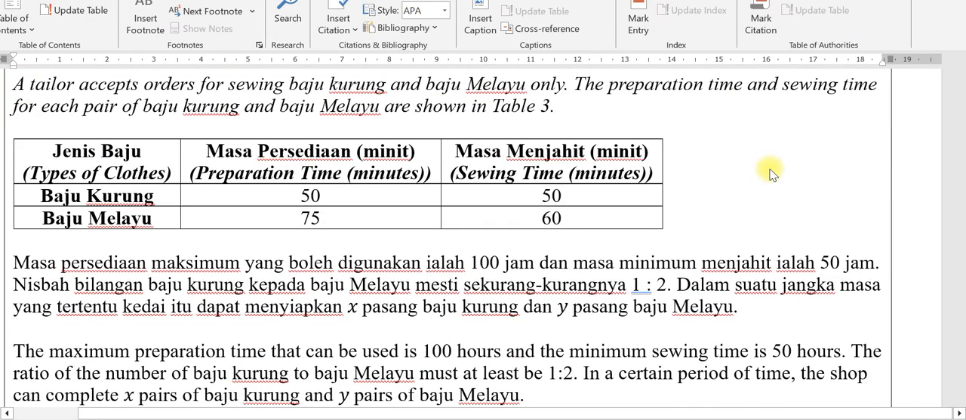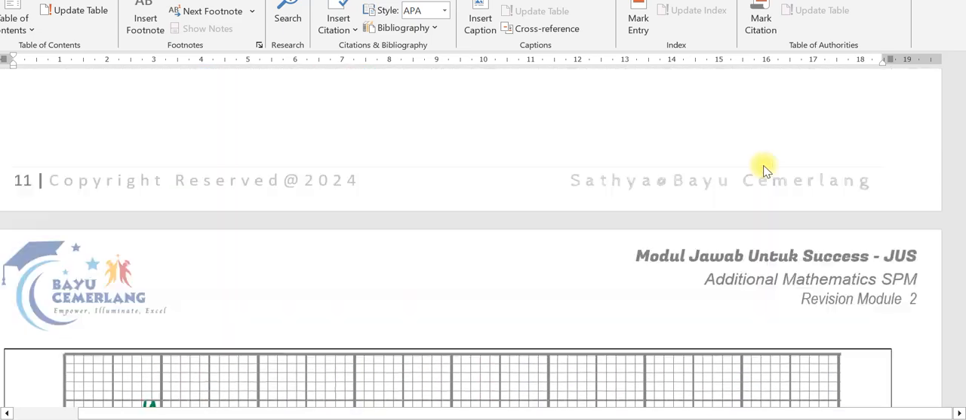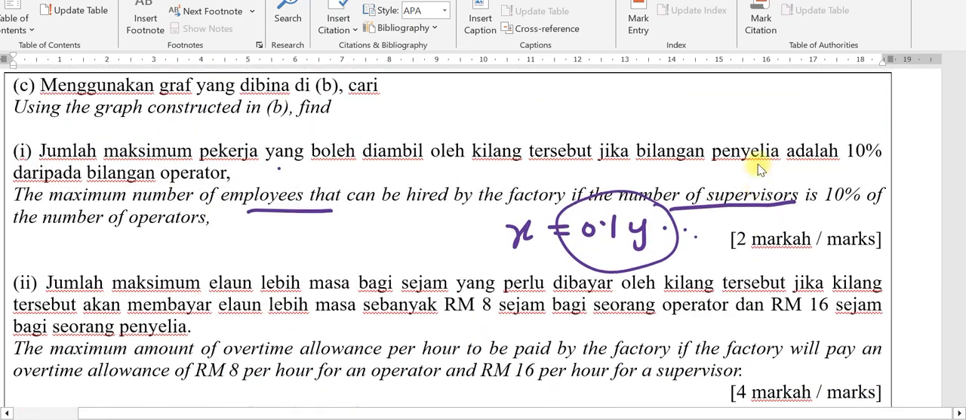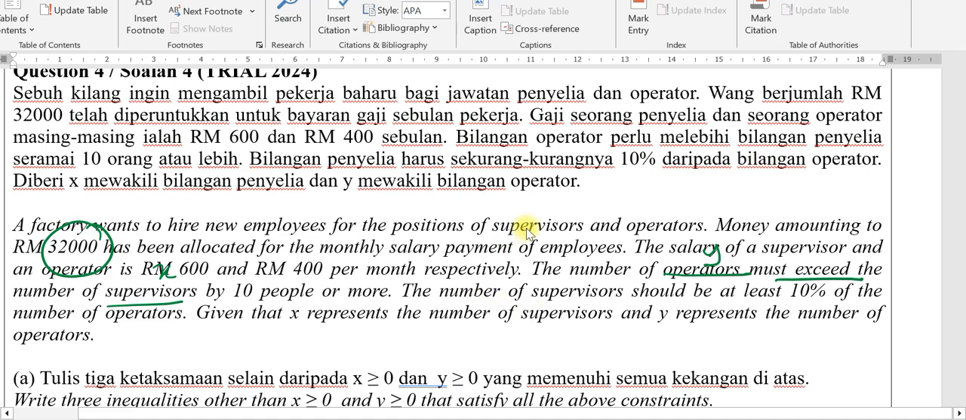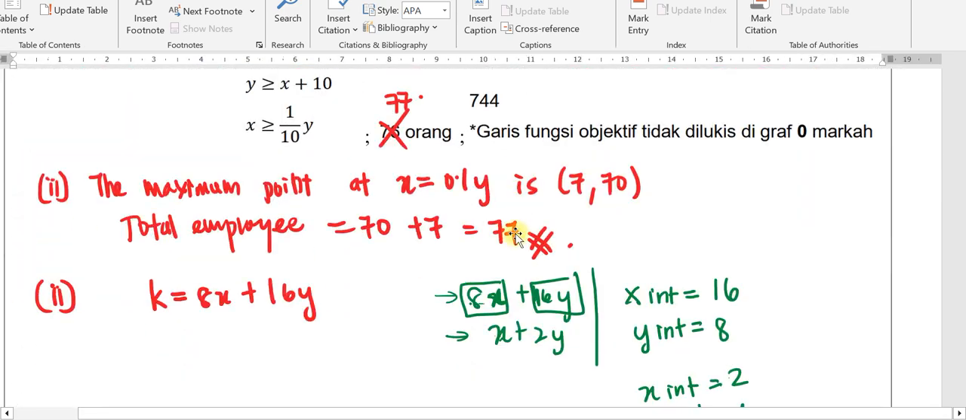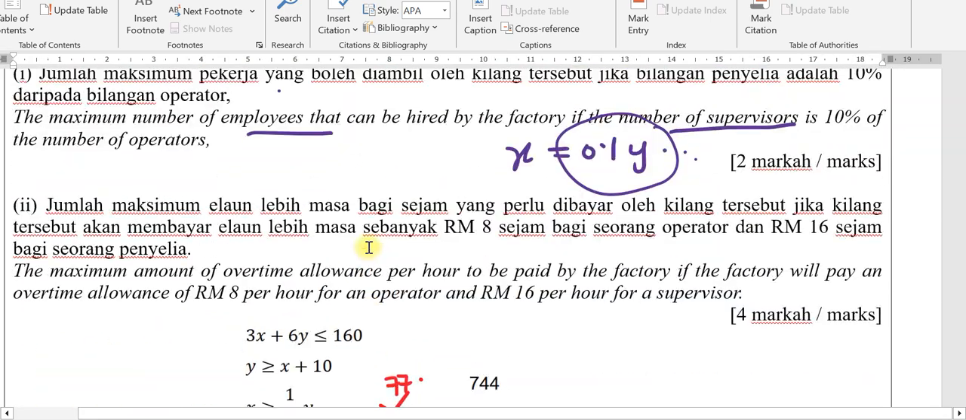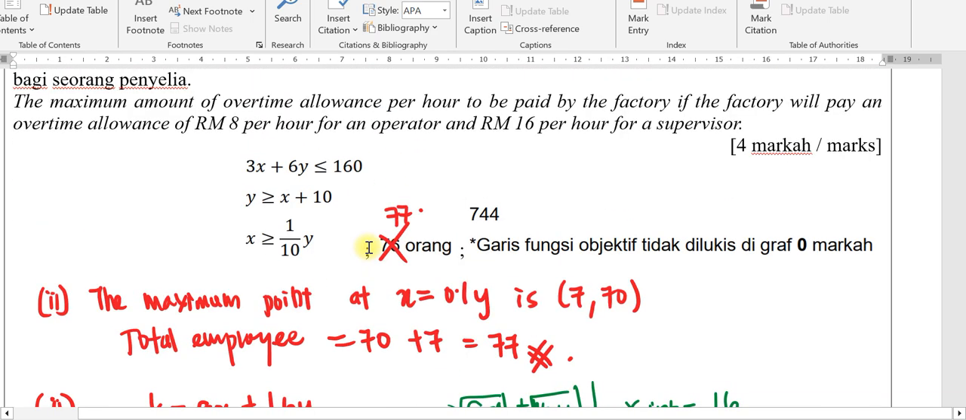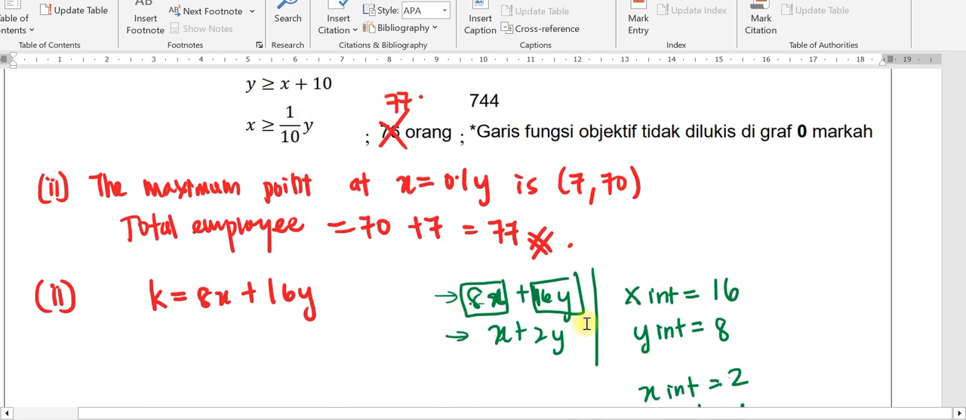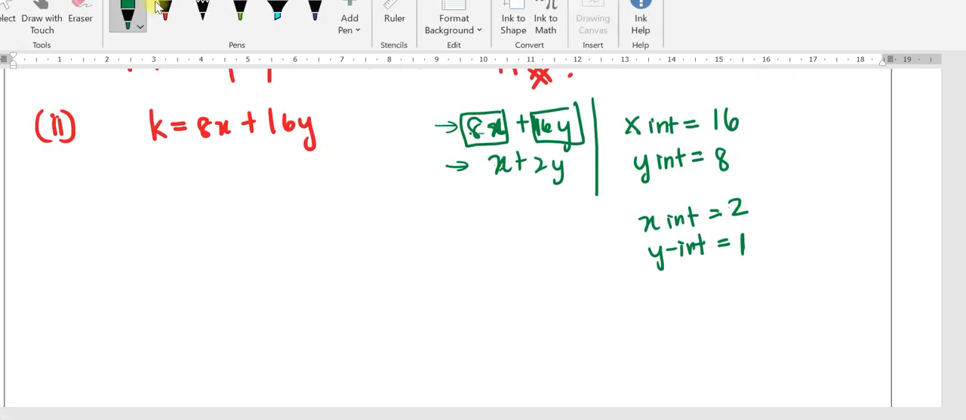Macam tak logik kan? Okay, kejap. We see first the equation. Okay, let me see. Oh, okay. I think I'm wrong. Supervisor is X, operator yang Y. Okay. Supervisor is X, operator is Y. Pelik gila lah dia bagi. Okay, kejap. We restart.